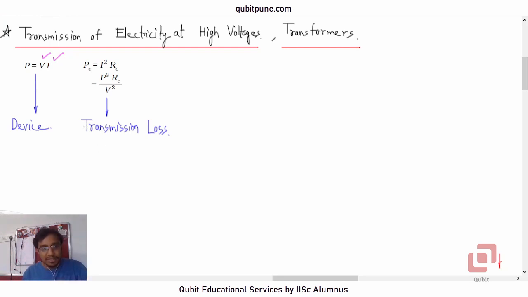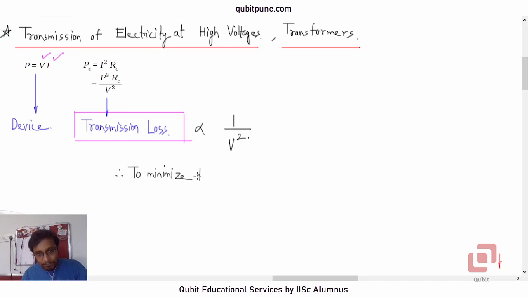It can be proved that the transmission loss P_C, which is I squared R_C ohmic, is given by P squared R_C upon V squared. So the transmission loss is inversely proportional to the square of the voltage, and therefore this V is kept very high. Therefore, to minimize the power loss, V is kept very high.